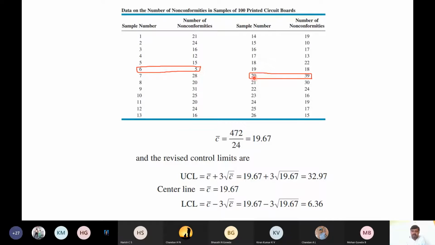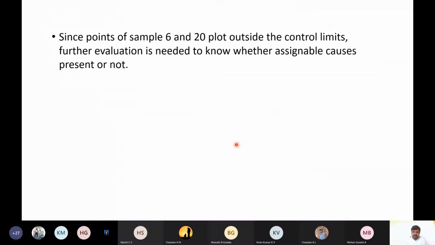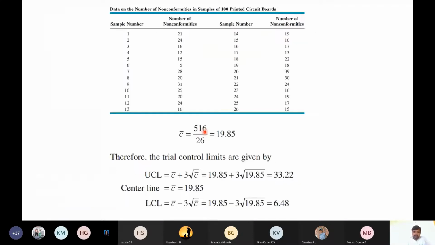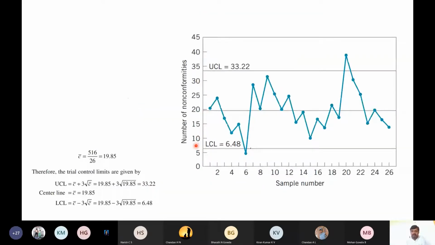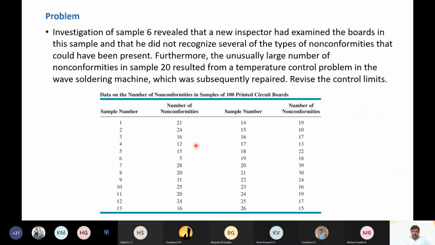So for 6 it is 5, for 20 it is 39. You should eliminate these two. Next, you are considering only the remaining 24 samples. Initially the total was 516 with 26 samples. Now you are eliminating these two out of control points, so you are considering only 24.